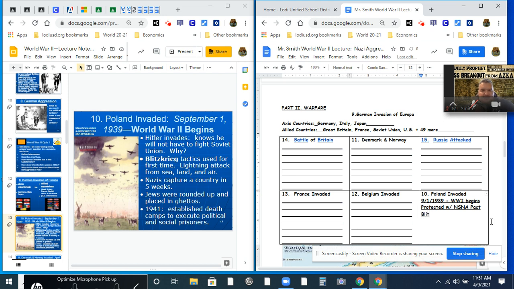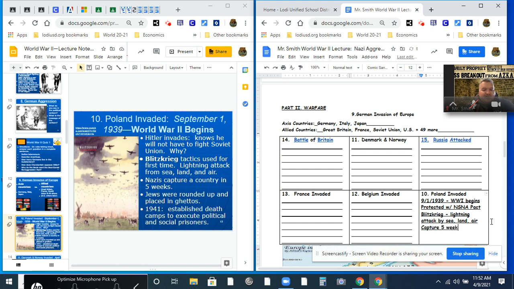And then he uses these blitzkrieg tactics. Blitz is generally a German word meaning to rush quickly upon something, but it's a lightning attack from sea, land, and air. Lightning means super fast. And it's not just by sea, land, and air. It's from the front, the rear, and the flank. So you're just trying to overwhelm the enemy with this overwhelming force. And they capture Poland in 5 weeks.